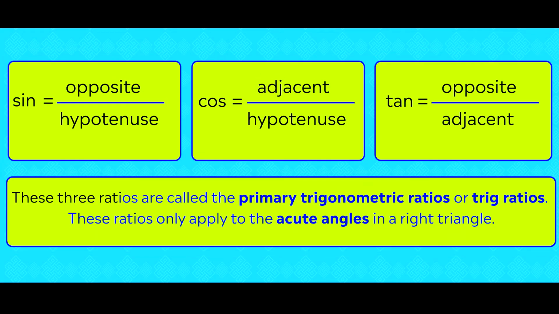These three ratios are called primary trigonometric ratios or trig ratios, and these ratios only apply to acute angles in a right triangle. Mathematicians have defined three other trigonometric ratios based on the primary trigonometric ratios, and each one is the reciprocal of a primary trigonometric ratio. Let us now look at what these trigonometric ratios are.